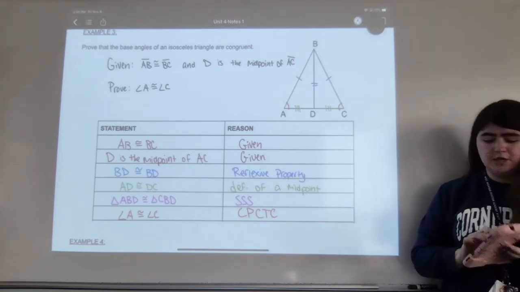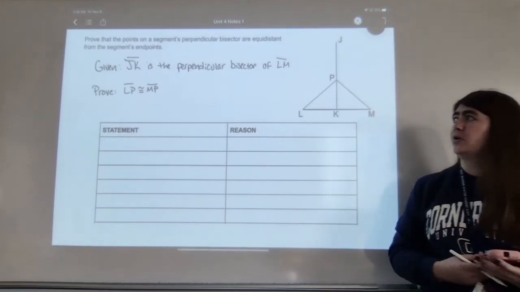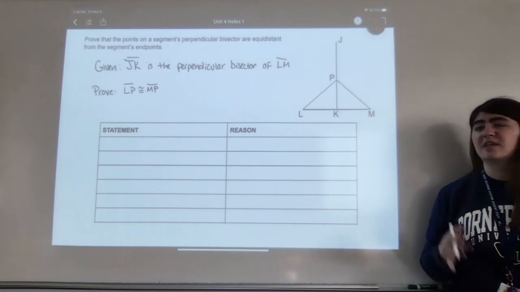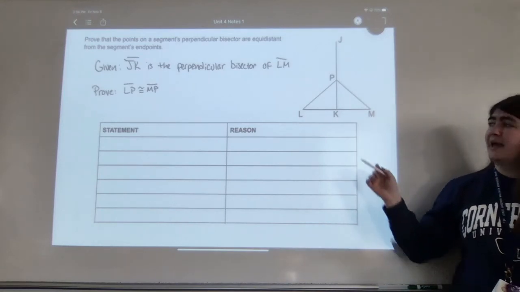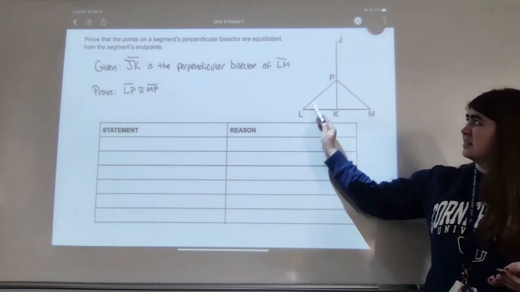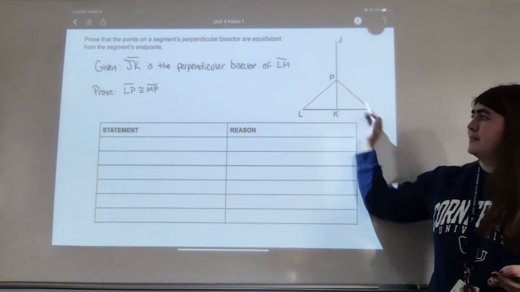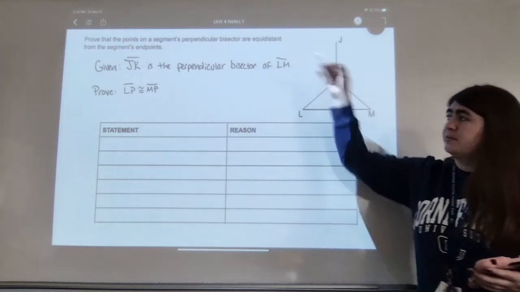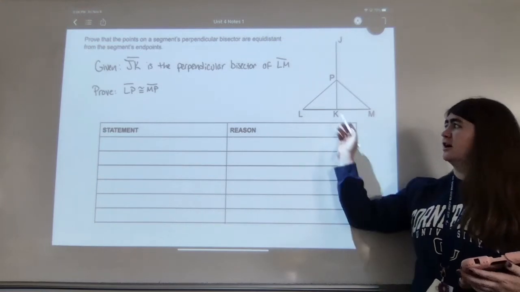All right, let's take a look at example number 4. Example 4 says to prove that the points on a segment's perpendicular bisector are equidistant from the segment's endpoints. So if we're trying to show that they are equidistant, that means that I need to show that this segment LP is congruent to this segment MP. So that's really what I'm trying to show. I did write in a given statement here that says that JK is the perpendicular bisector of LM.